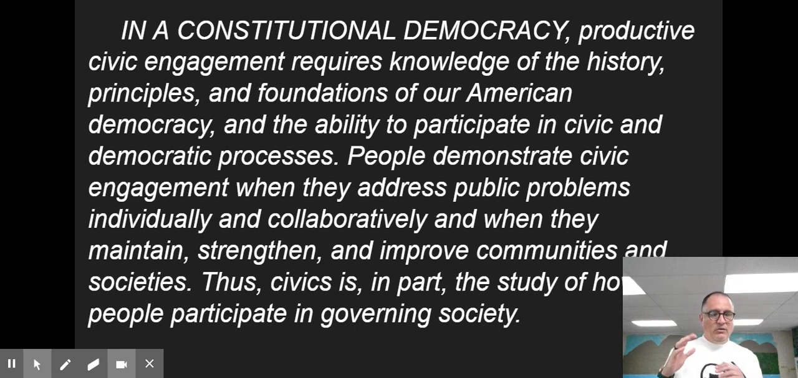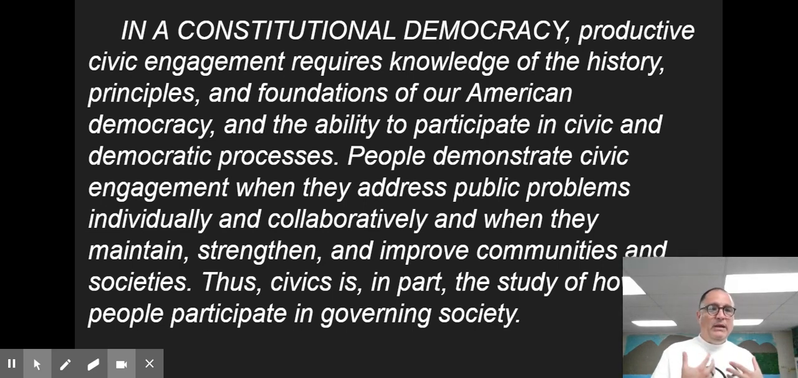So I want to take this a little bit at a time here and draw your attention to certain parts of this that are really important. Obviously, we are going to look at the history and principles and foundations of American democracy. Obviously, that is part of this course. However, it cannot be the only part of our course, because for civics to exist, for civics to happen, we also then have to figure out and be given the ability to participate in those processes, in those institutions.